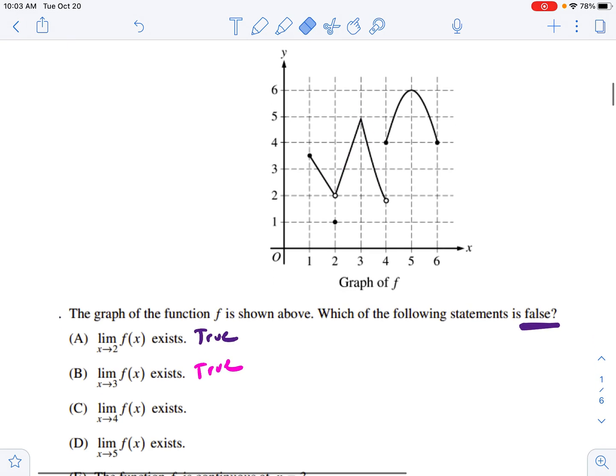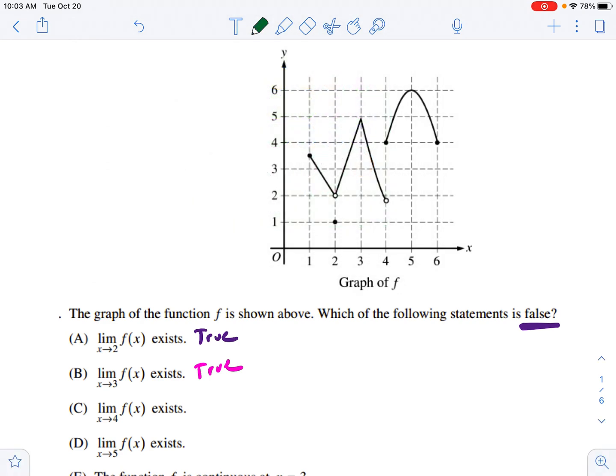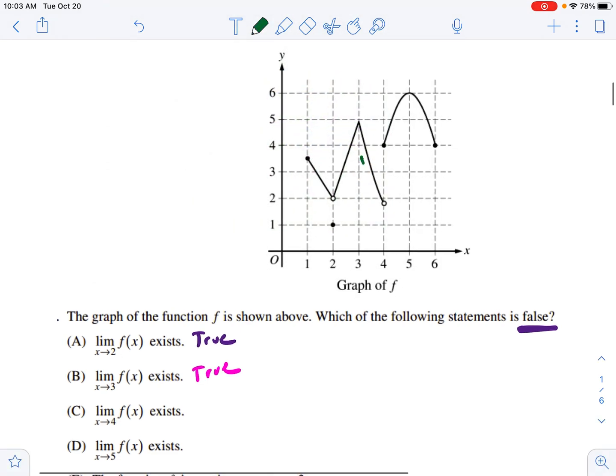Part C, the limit as x approaches 4 of this function exists. Well, from the left, we approach a y value of 2. From the right coming into 4, we approach a y value of 4. Okay, so the left and right-handed limits are not equal here. So this limit does not exist. We found the one that's false.